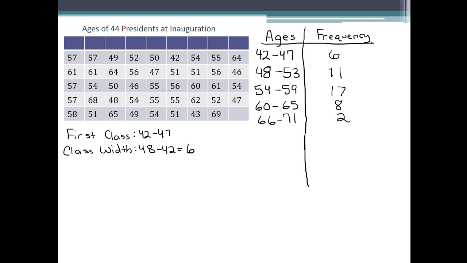So there you go. There's your frequency distribution for the ages of 44 presidents at inauguration. They told us the first class was the 42, 48, 54, 60, and 66 were all lower class limits. The 47, 53, 59, 65, 71 are all upper class limits.